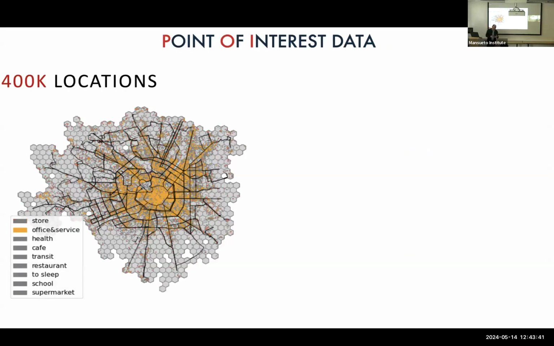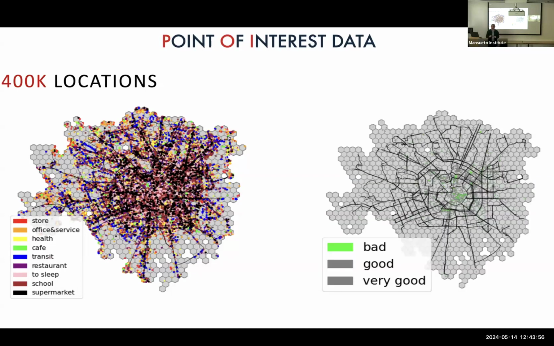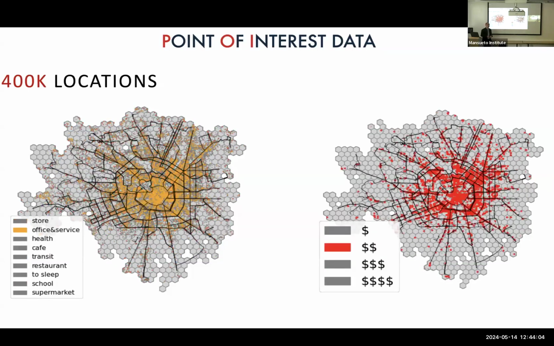Then we collect all the information about the points of interest of the city of Milan. There are 400,000 locations using Google. These are divided into stores, coffee, health, transport, everything. On top of that, we collect information about their reviews: good, bad, so-so, not very good. And then also the cost, but the cost is always about how they have been perceived by the people that do the review. So $1, $2, etc.